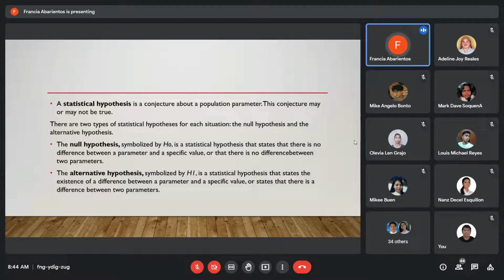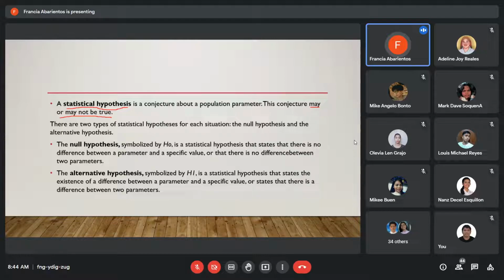So, what really is, ano nga ba ang statistical hypothesis? Okay? So, this is a conjecture about a population parameter. So, this may or may not be true. And you will undergo research. So, you have this, the statistical hypothesis.